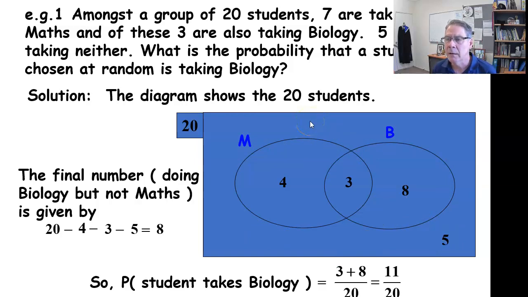So taking biology. The people in the biology are the 3 that take biology and maths, and the 8 that just take biology. So let's have a look at those. So the probability is the 3 and the 8 divided by the 20 overall. And that's 11/20ths. So that's linking probability with a diagram. But that's your Venn diagram makeup.